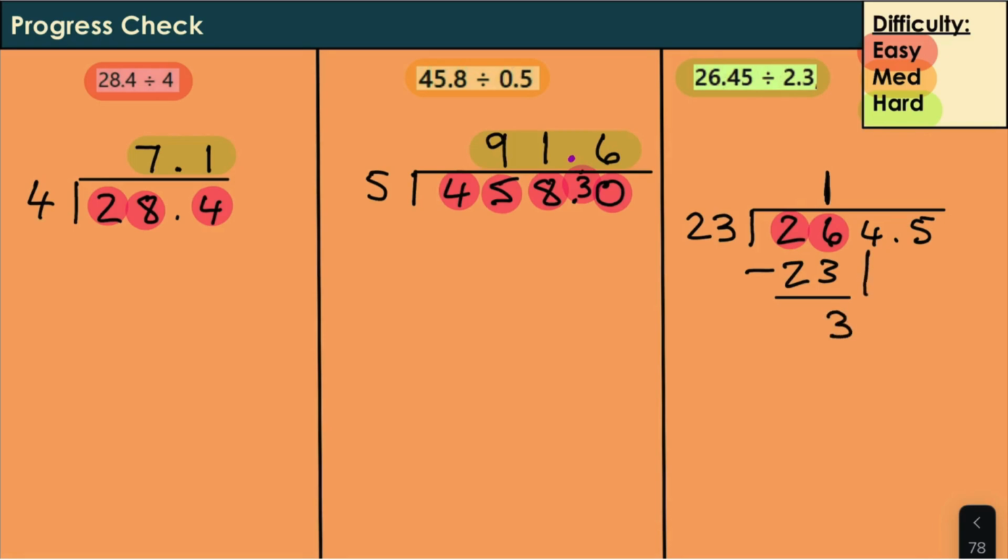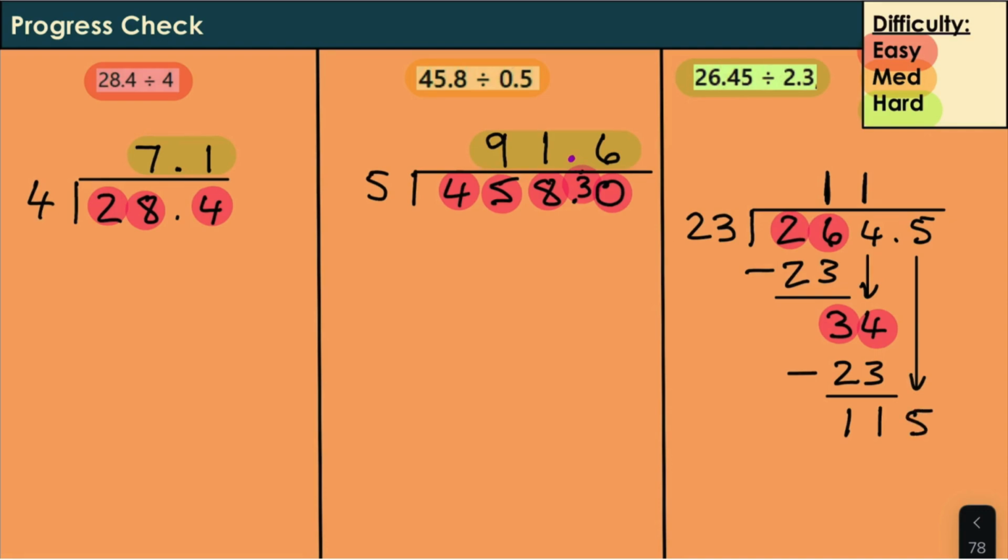I slide my 4 down. How many 23s go into 34? That would be 1 group of 23. And 23 multiplied by 1 is 23. I subtract down. 34 minus 23 is 11. I then slide my 5 down, and it makes the number 115.